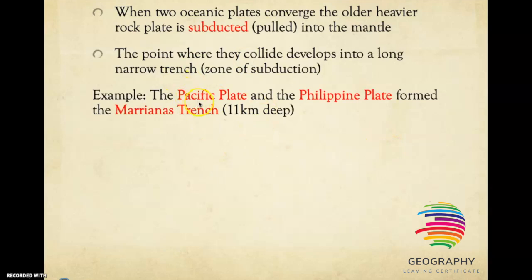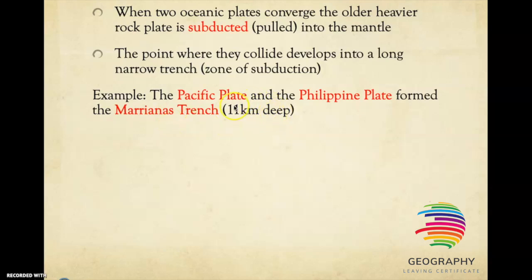Our example is very important. That's why I put it in red. Think of P plus P gives you M. The Pacific plate and the Philippines plate smack together to give you the Marianas Trench. And the Marianas Trench I mentioned in class is the deepest place on Earth.